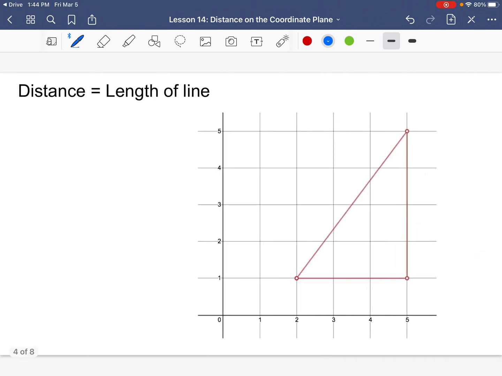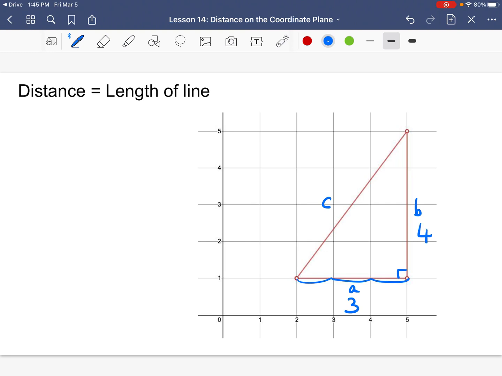So here we have a right triangle. We've got a horizontal line and a vertical line, and where they intersect, that's a right angle. So I'm going to label them A, B and C, the three sides, and I'm going to calculate the length of C. I can count the lengths of A and B. So A is 3 units long, 1, 2, 3, and B is 4 units long.